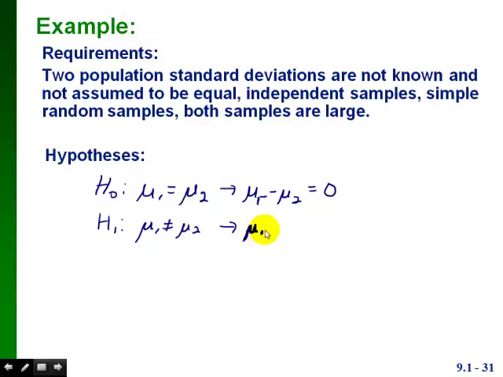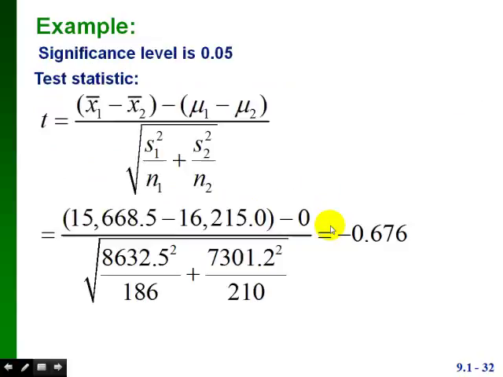So again, we can write this in two different forms. We can write this as mu1 minus mu2 is not equal to 0. We know our significance level is 0.05 again. And again, this part of the formula is 0. So here we're just putting in our sample data that we were given. So we've got our sample means here, our sample standard deviations here, and you do have to square these. And then we have our two sample sizes here. This gives us a test statistic of negative 0.676.